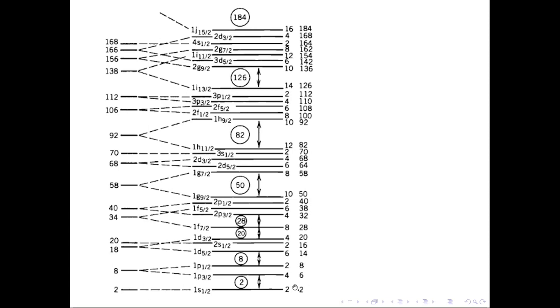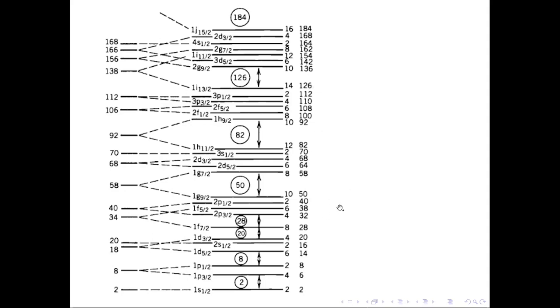So the shell closures occur at 2, 8, 20, 28, 50, 82, 126, etc. So this defines the magic numbers. These are the experimentally observed magic numbers: 2, 8, 20, 28, 50, 82, 126, etc.